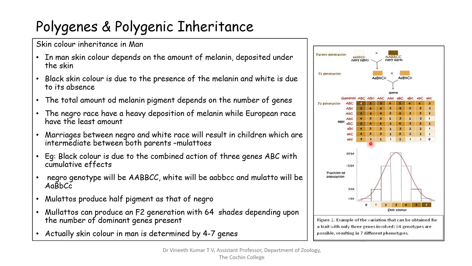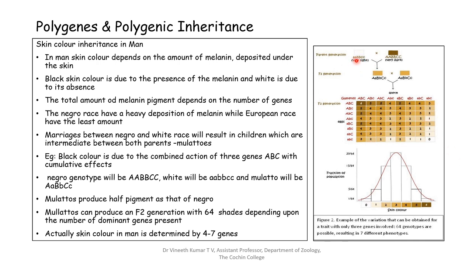And if you have alleles which do not contribute to melanin, that means alleles which do not have the capacity to produce melanin, you will have a skin color which is called white, the European or Caucasian type of race. So the Negro race has a heavy deposition of melanin, while the European race has the least amount. And marriages between a Negro and a white will result in children. So that is shown here.